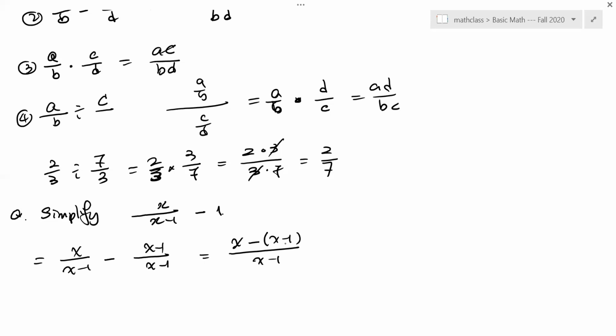Then all you have to do is simplify the numerator. How do you do that? That would be 1 times x, minus x, 1 times negative 1, positive. And x cancels out. The answer will be 1 over x minus 1, after you simplify.